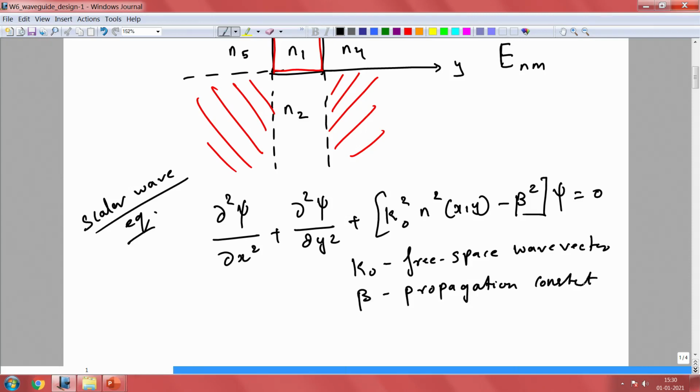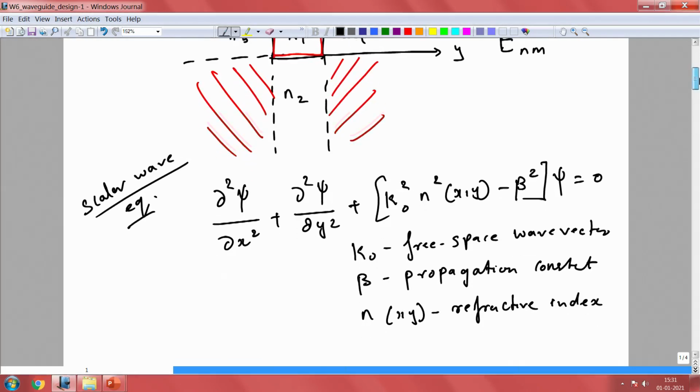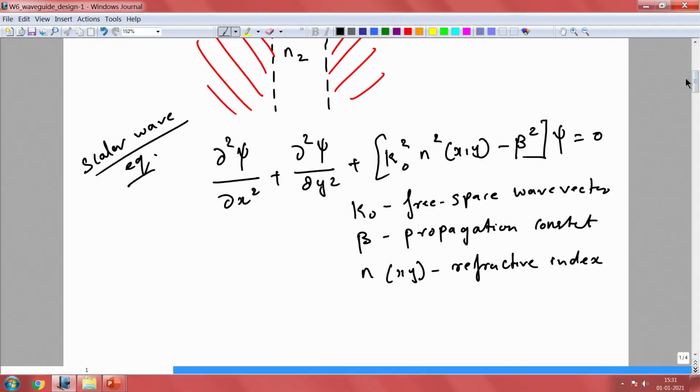But we still do not know what this propagation constant is, right. It has a certain propagation constant, you do not know what it is, because that is what we want to find out, right, and n x comma y is nothing but the refractive index, right. So, this is similar to what we have seen earlier. There is nothing new in it, but this is where we have to start. We need to start everything with this wave equation.